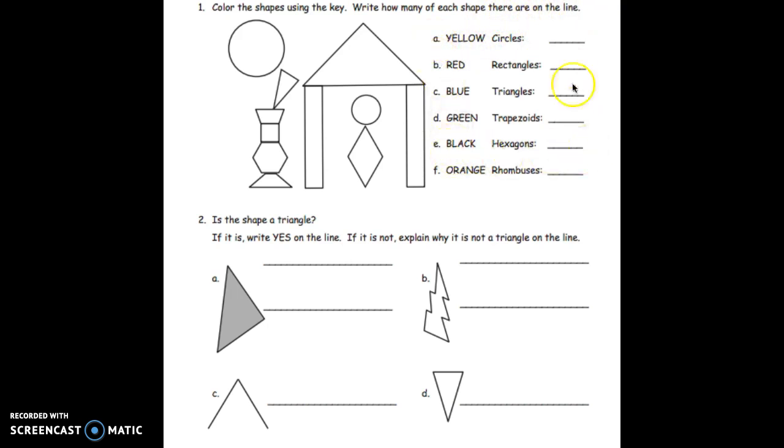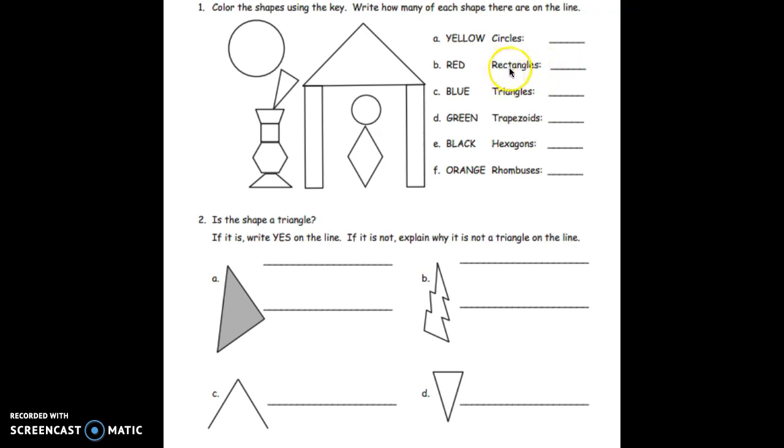So over here is our key. And so this one says yellow circles. So you're going to look over here in this picture and see, where are my circles? And wherever you see a circle, you're going to color it yellow. After you have colored all the circles, over here on this line, you're going to write how many circles you colored.